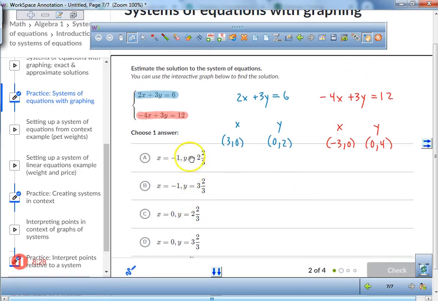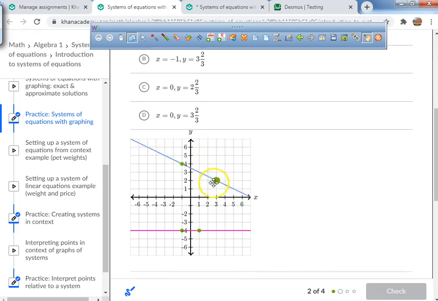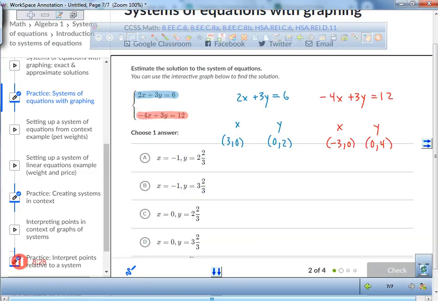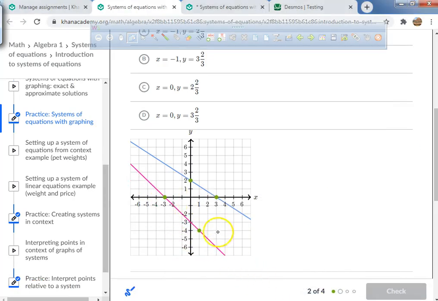Then I've got to figure out which one of these it matches. So here we go. 3, 0 and 0, 2. Ding. Next one. Negative 3, 0 and 0, 4. Ding. This one looks awfully familiar.